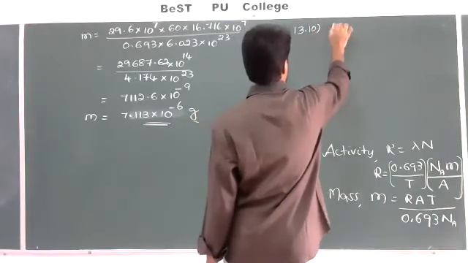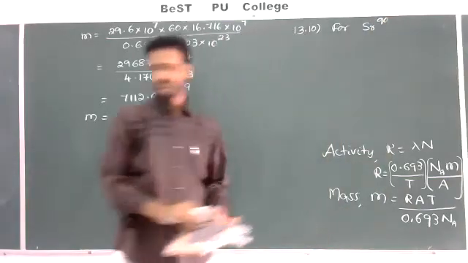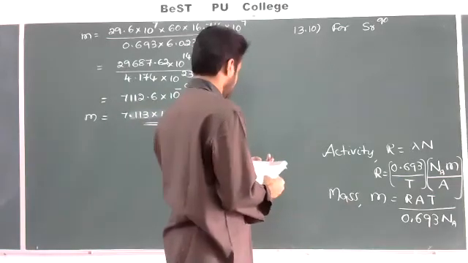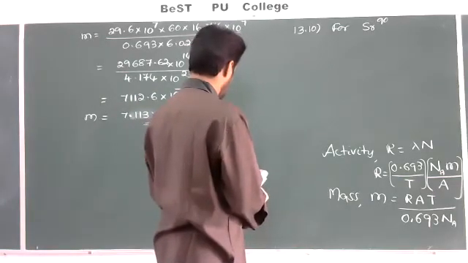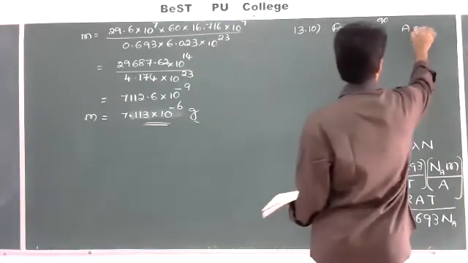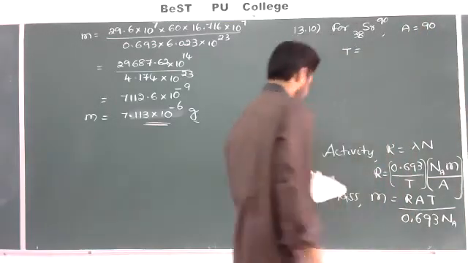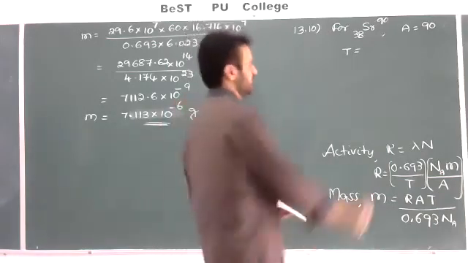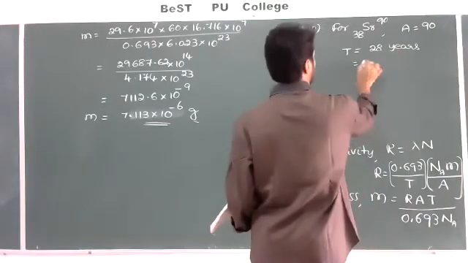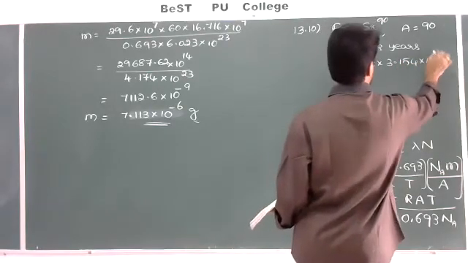13.10. Strontium is given, Sr, mass number 90. The half-life of strontium, atomic number 38, mass number 90. So here you should write A is equal to 90, and the half-life of this strontium is given, T is equal to 28 years. You may convert this value into seconds. 28 into 3.154 into 10 to the power of 7 seconds.